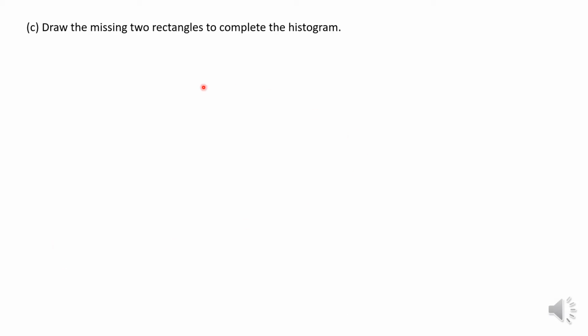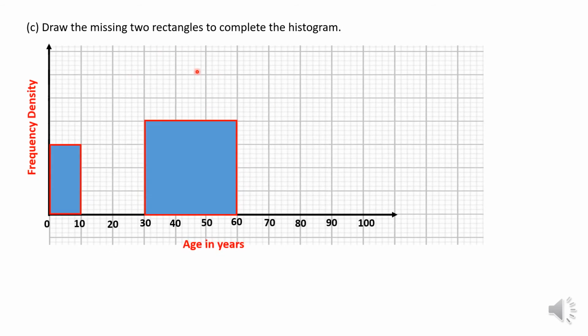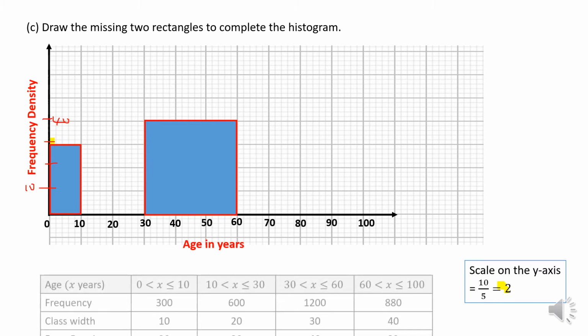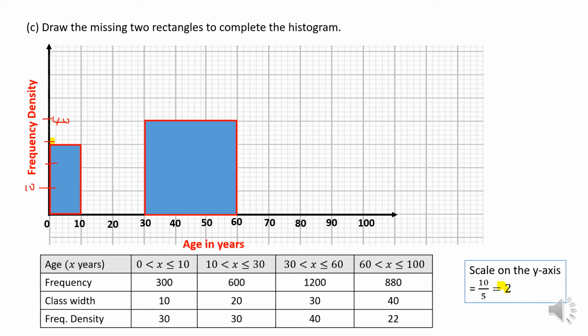Now they are saying we are supposed to draw the missing two rectangles. So remember, I first had to find what one small square represents, because I know that this is 10, from here that is 20, that is 30, and that is 40, for example. So I want to know what one small block represents, and obviously we realize that one small block represents 0.2.